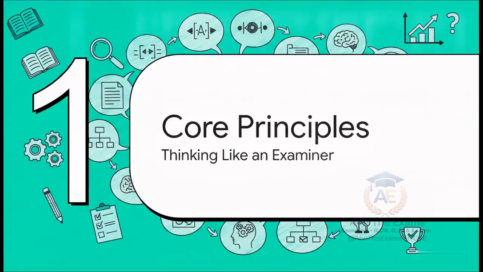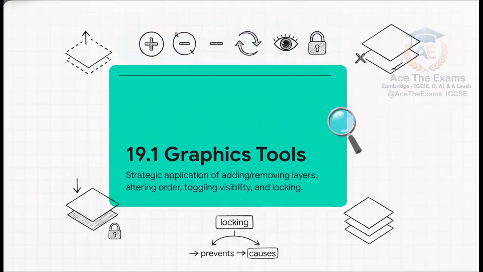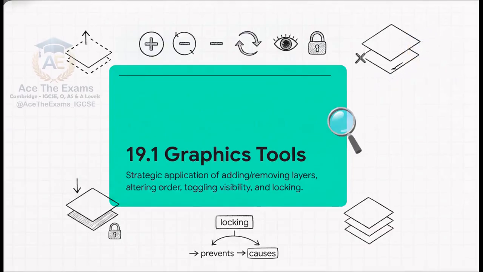Section 1. Core principles. Thinking like an examiner. Right, let's get into the theoretical foundation. The absolute golden rule here is that simply clicking buttons in your graphics software isn't going to cut it for A-level. The examiners aren't testing if you know where the hide button is. They're testing what they call the strategic application of these 4 fundamental tools: adding or removing layers, changing layer order, adjusting visibility, and locking or unlocking them.